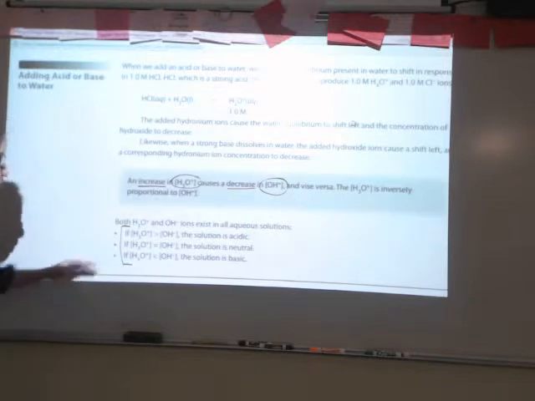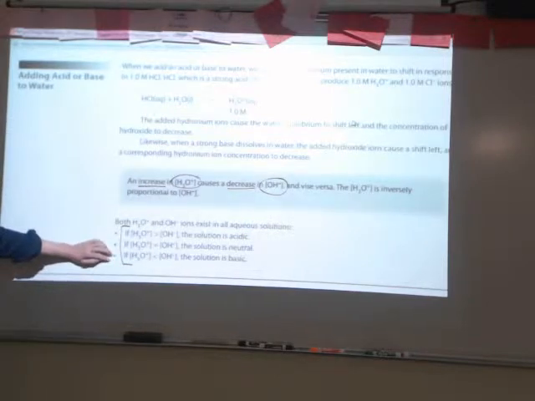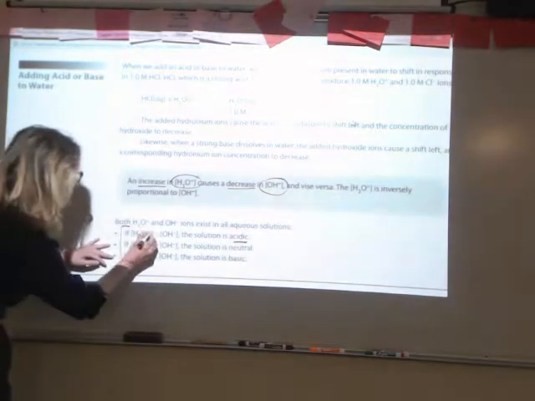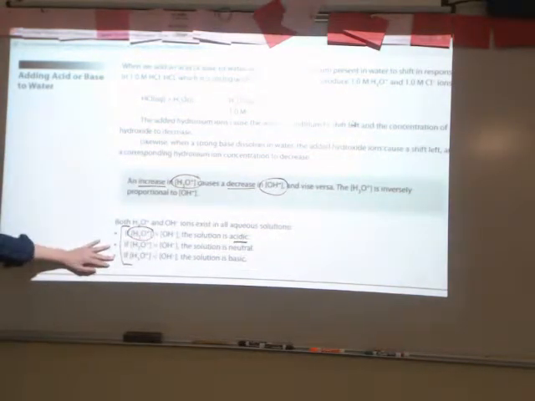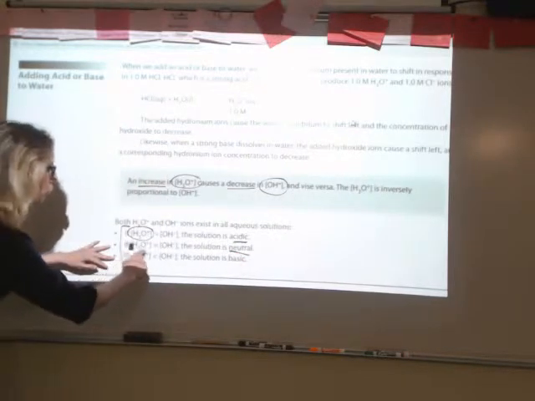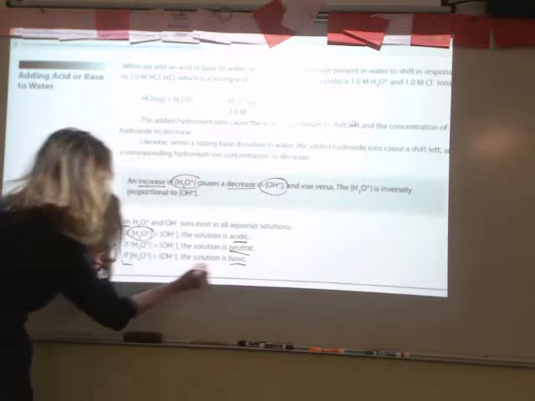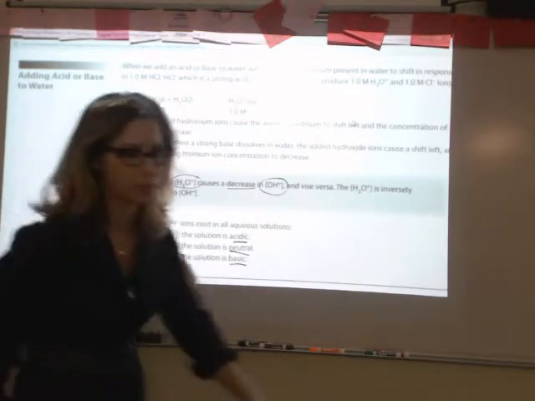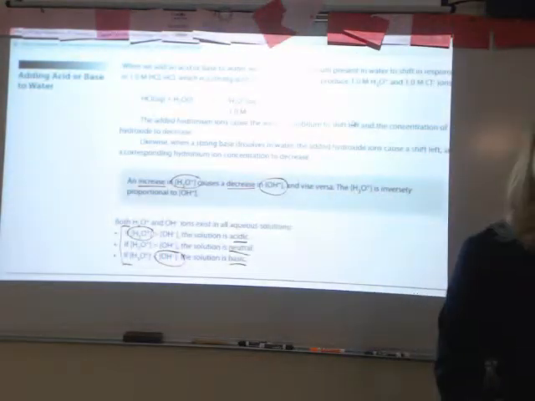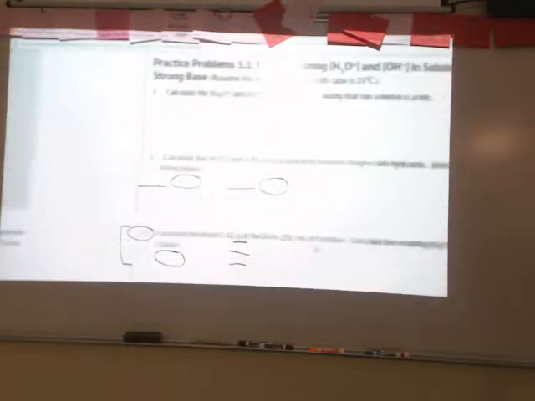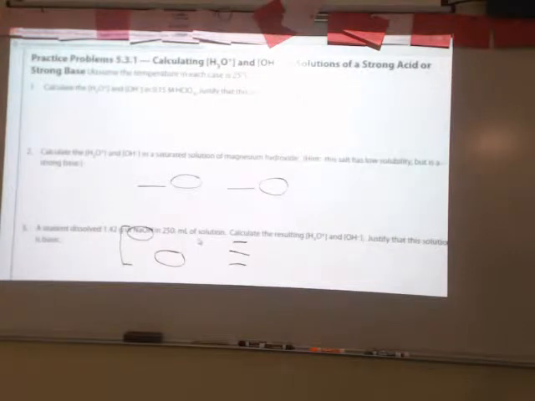Now, here we have a summary, these 3 bullet points down here for acidic, neutral, and basic solutions. If you are acidic, your hydronium ion concentration will be greater than the hydroxide ion concentration. If you're neutral, those will equal each other. If you're basic, the hydroxide ion concentration will be bigger than the hydronium ion concentration. So far, sort of common sense. Agreed? Okay, so let's go on to the practice problems.